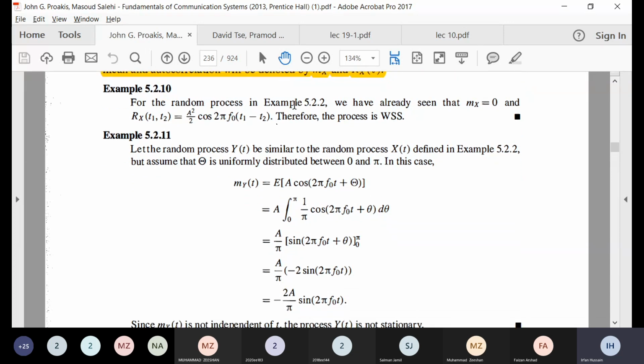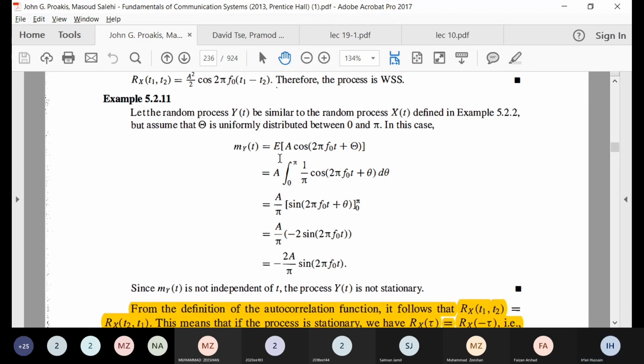Let us see some examples. We saw the example 5.2.2 earlier, and we just found its autocorrelation, which comes out to be like this. You can see the autocorrelation depends only on t1 minus t2, the difference of time. But this is a stationary process. Now the next example: we have again X(t), but we form a new Y(t), where theta, which was a uniform random variable between 0 to 2 pi in that example, is instead only uniform between 0 to pi.